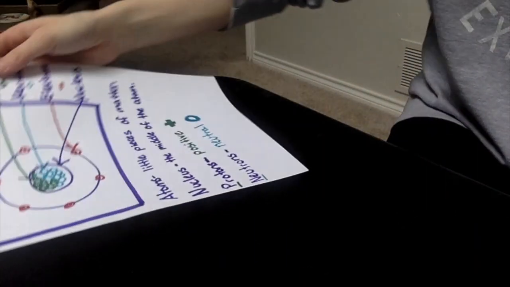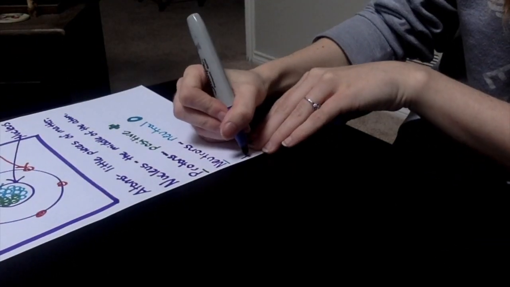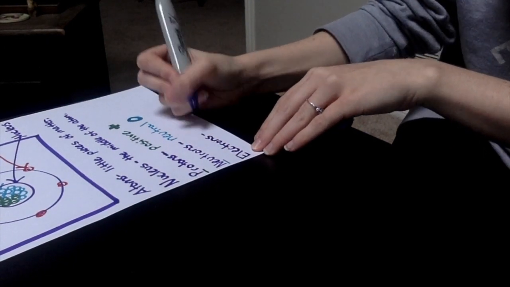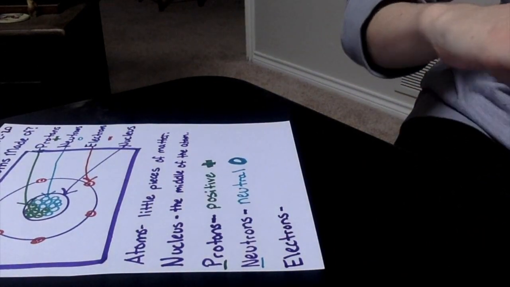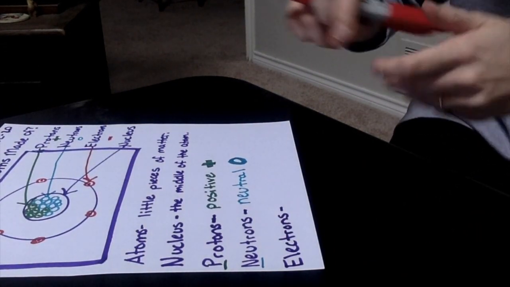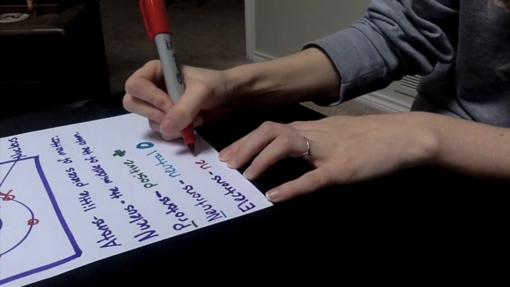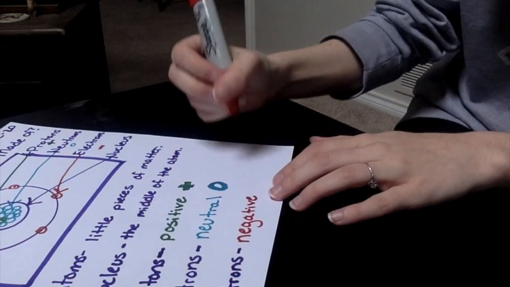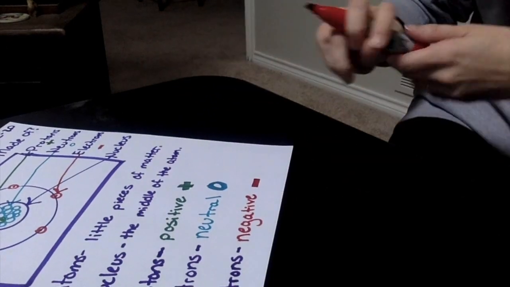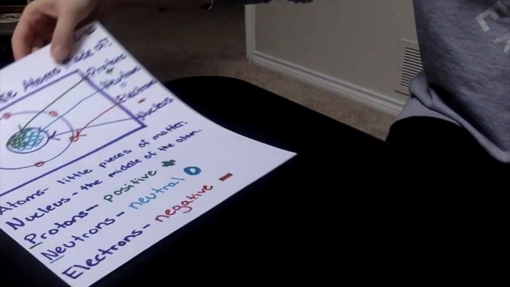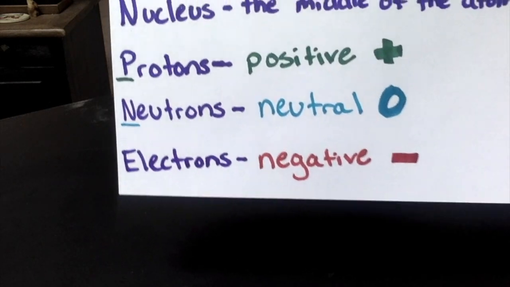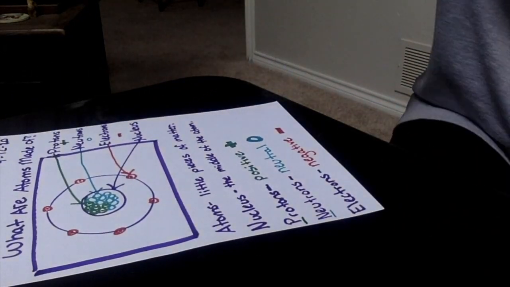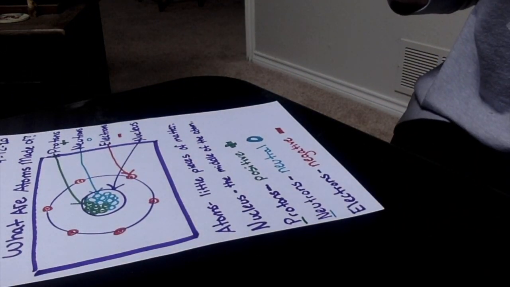All right, here's the last one. Electrons. Now these ones don't start with the same thing as what they are. Electrons have a negative charge, and they have a minus sign. Very good. Now, once you're done, I have one more job for you.